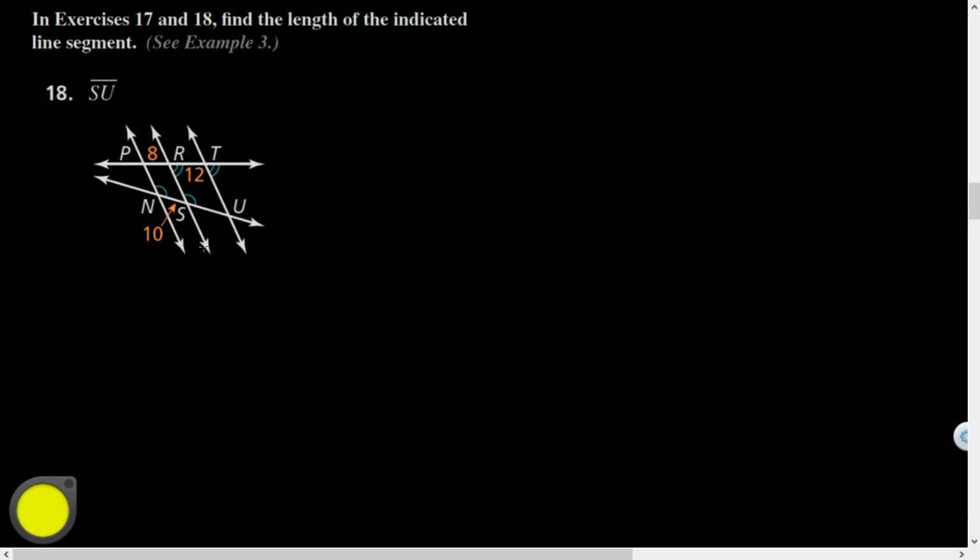Aiden M? Yeah? Let's call SU length X, and I would say X is to 10 as 12 is to 8. I'll reduce that 12 over 8, although you don't have to. That's 3/2, and then multiply both sides by 10, or cross multiply. I know some of you guys are big fans of the cross multiplication.